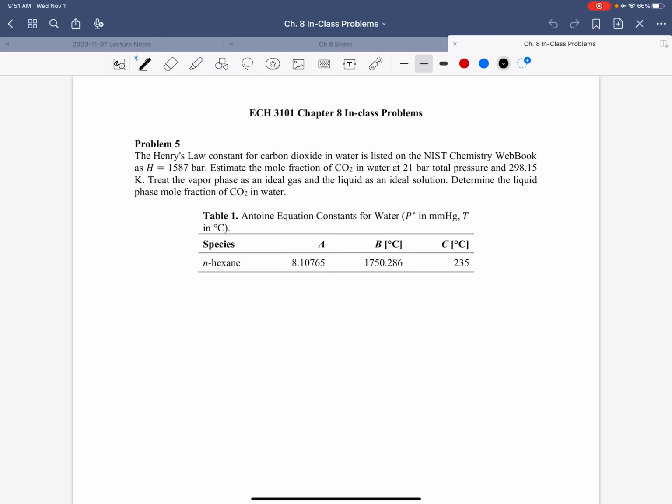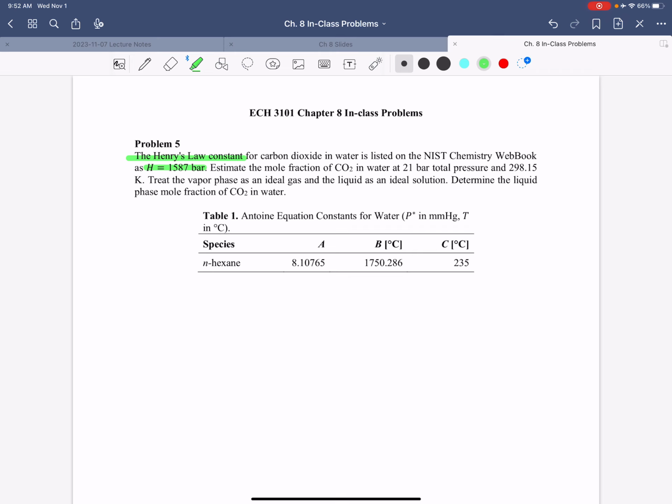In this problem, we will use our chemical potential framework to derive equations that you have previously seen that describe the behavior of mixtures at equilibrium in both the liquid and the vapor state. In this problem, we're dealing with carbon dioxide and water, and the Henry's law constant for carbon dioxide in water, H, is equal to 1587 bar.